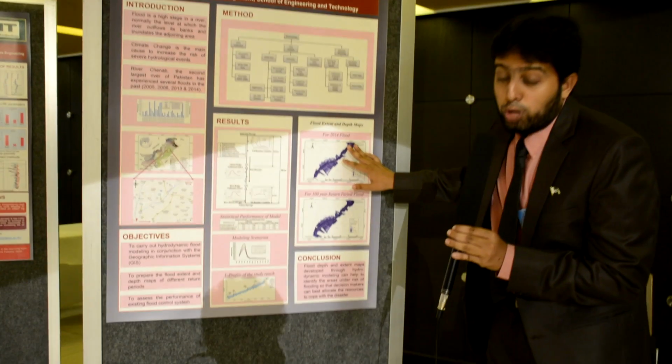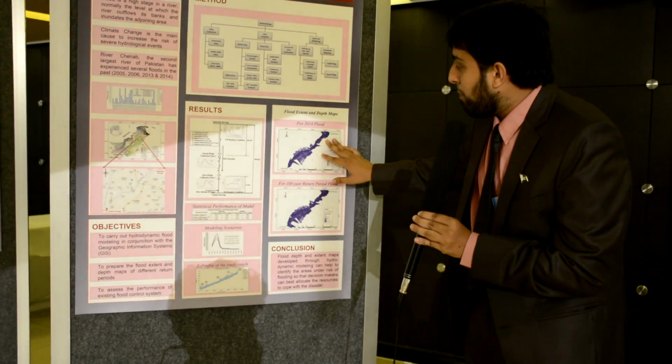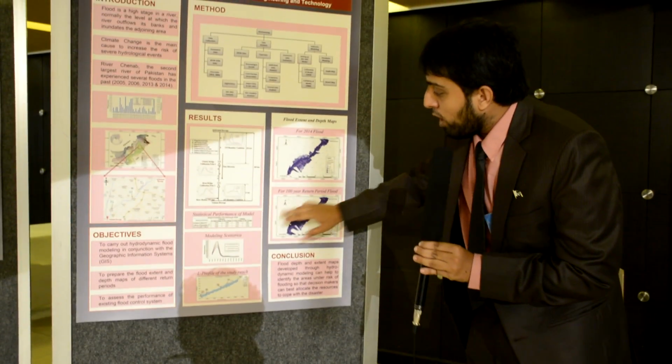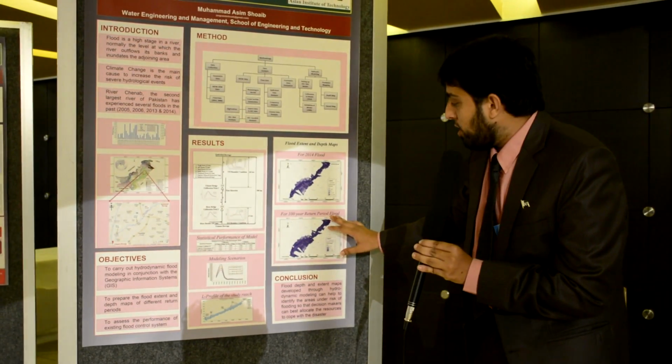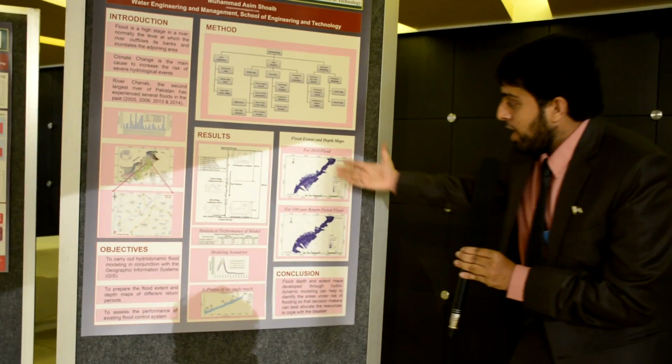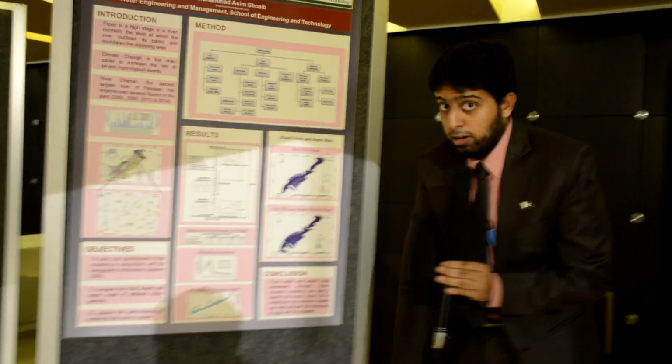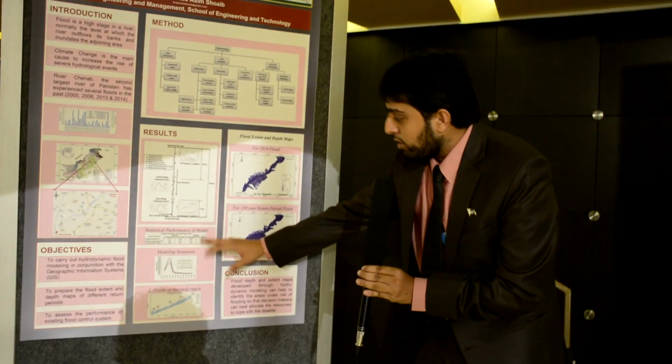This is for the 2014 flood extent and depth map, and this is for one of the scenarios here in green color, that is the 400-year return period flood. So we can see here for the comparison, to be mentioned, I did not show other scenarios due to the lack of space.